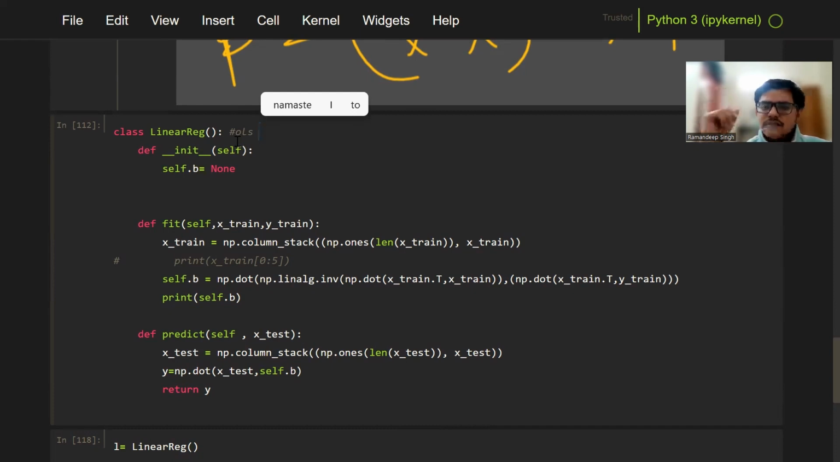In the next sessions, we will look at different methods of applying linear regression and see what the limitations of OLS are, and what its advantages and disadvantages are, right?